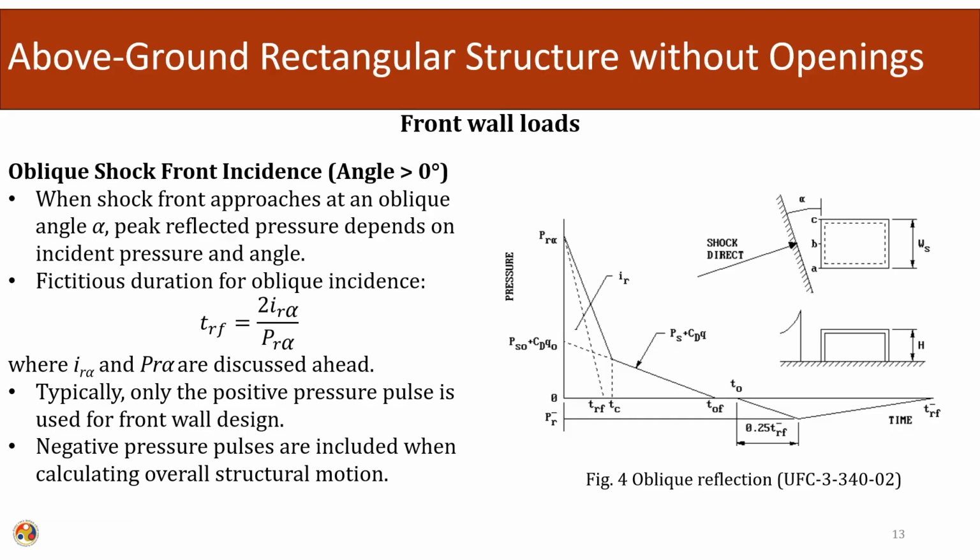Last time we looked into the walls, the front walls. The structure was above ground, it had a rectangular configuration and the shock front was acting parallel to it. Now, we are moving to a case where the shock front is oblique. It means that it is acting at an angle. So, we see this is in plan and this is in elevation. We see that the shock front is acting at an angle to the blast loading.